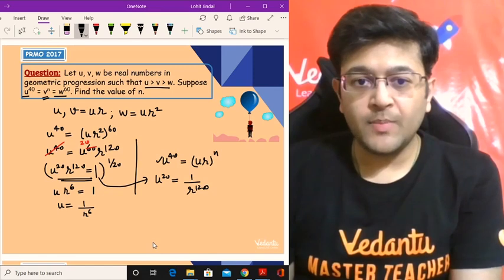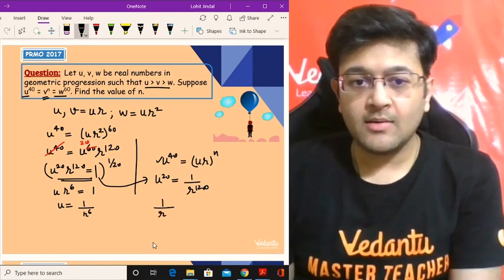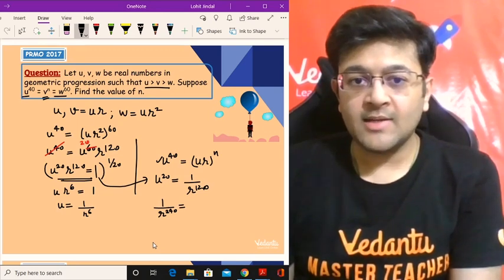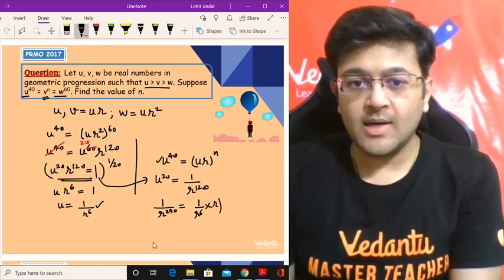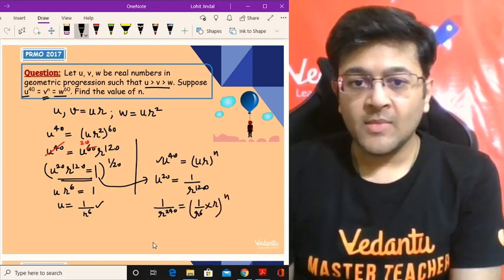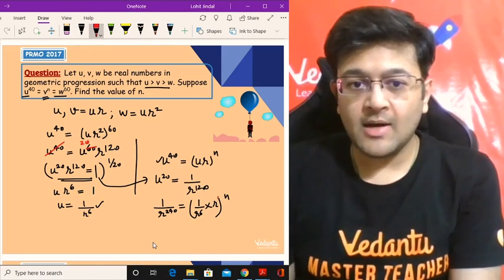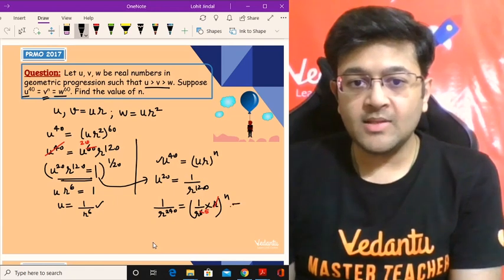We get U power 40 will be 1 upon R power 240 is equal to, so U into R, let's replace it here also, this one. So U is 1 upon R power 6 into R whole power n, right? So you can see here the power of R that is left is 5 here. So this is equal to 1 upon R power 5n.